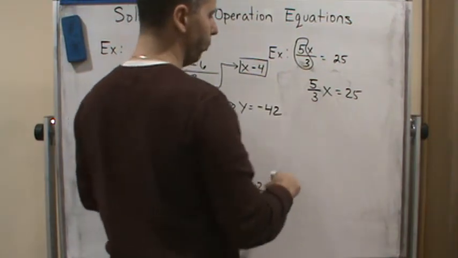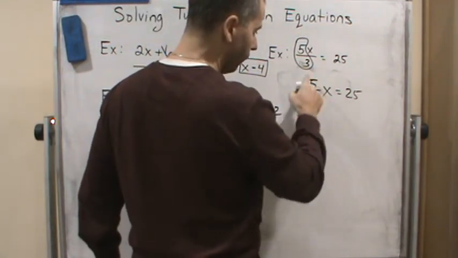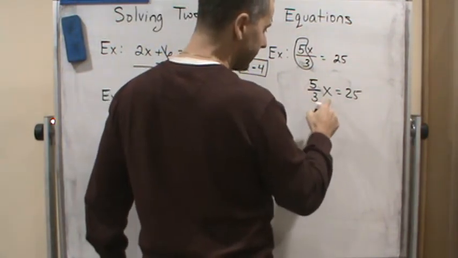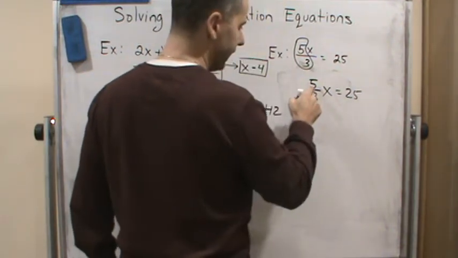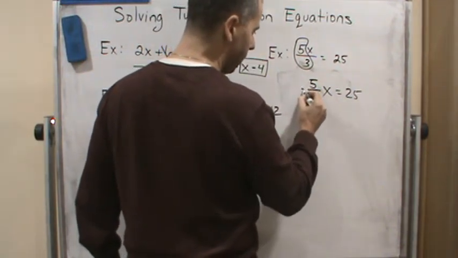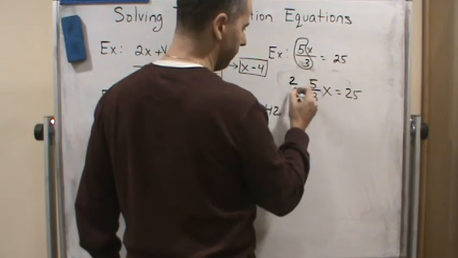So now, what do I need here? I need a 1. I need 1 times x. So how do I get this to be 1? Well, I can multiply by the reciprocal of the coefficient.